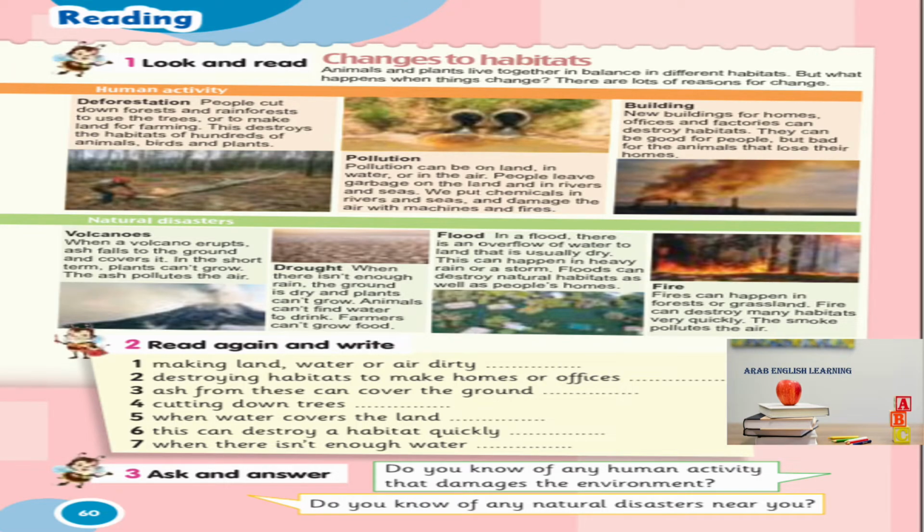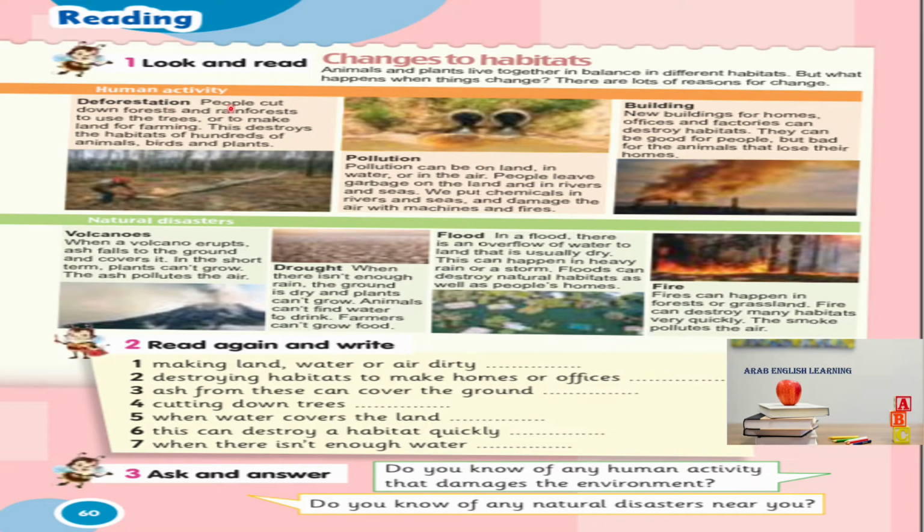Page 60, Exercise 1, Look and read. Changes to habitats. Animals and plants live together in balance in different habitats. But what happens when things change? There are lots of reasons for change. Human activity, natural disasters. Human activity: deforestation, pollution, building.